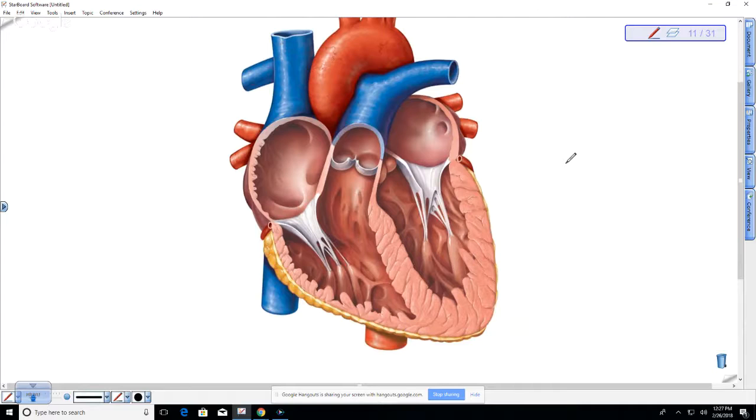Okay, so I want you to label this one as the right, and I'm just going to write it like RT. This is my right atria. Notice that it is on the left side of your paper. Okay, this would be my right ventricle.